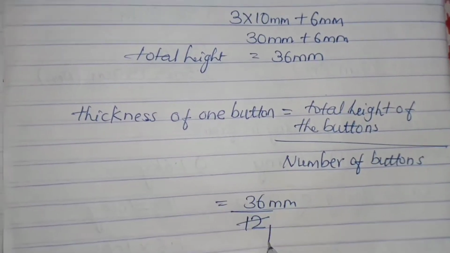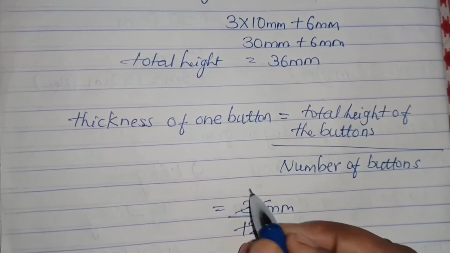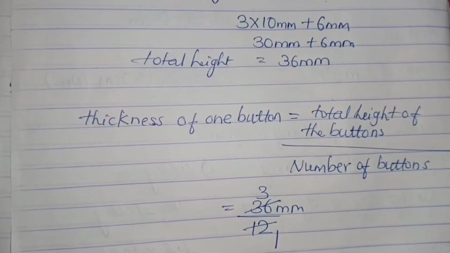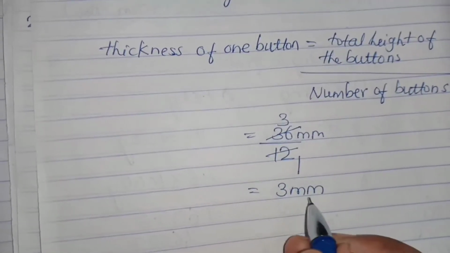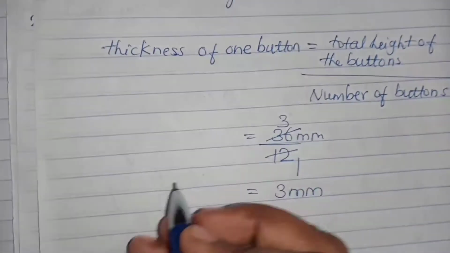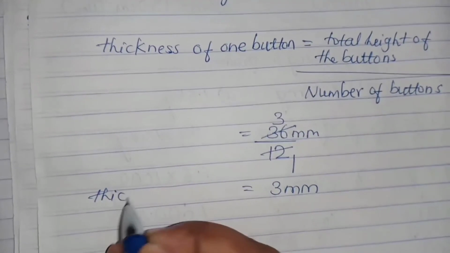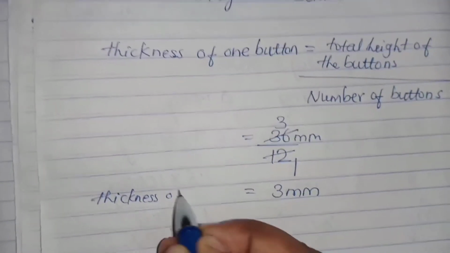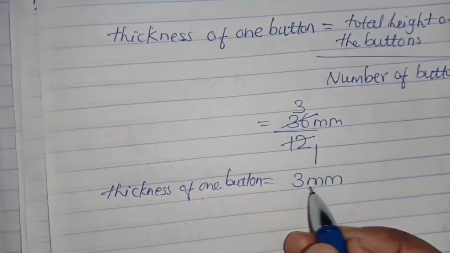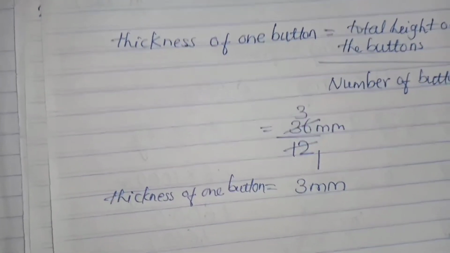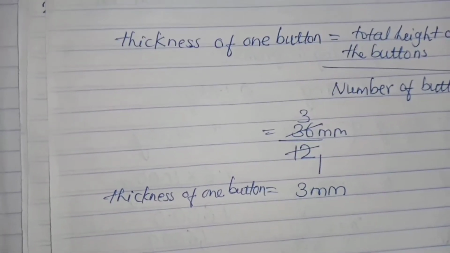So 12 ones are 12, 12 threes are 36. So what is the thickness of one button? It is 3 millimeter. So thickness of one button is equal to 3 millimeter. Now let's do question number 6.